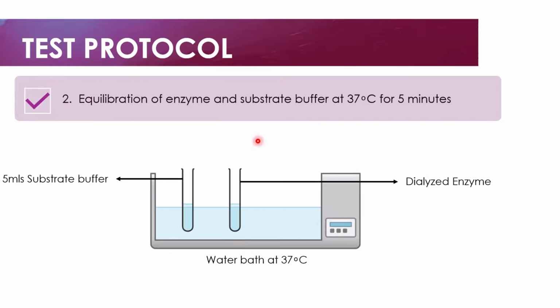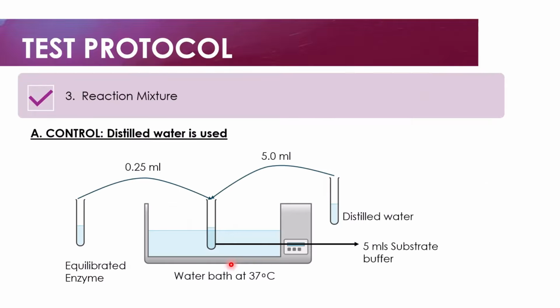The second step is the equilibration of the enzyme and substrate buffer at 37 degrees Celsius for 5 minutes. And this is done by putting the 5 mL substrate buffer and the dialyzed enzyme in different test tubes into the water bath set at 37 degrees Celsius and allowing them to stand for 5 minutes to equilibrate them. The third step is reaction mixture.